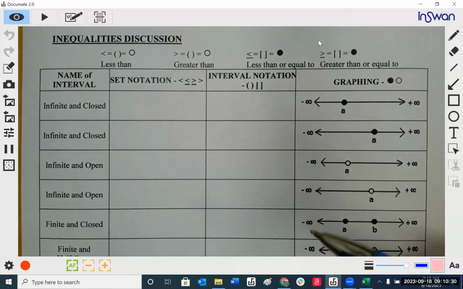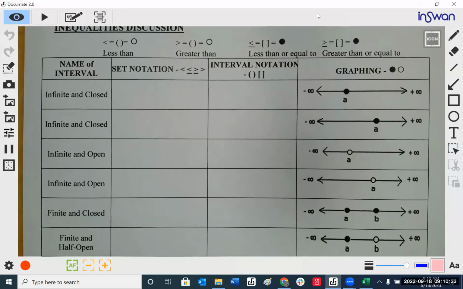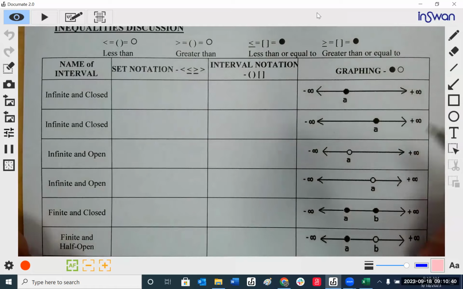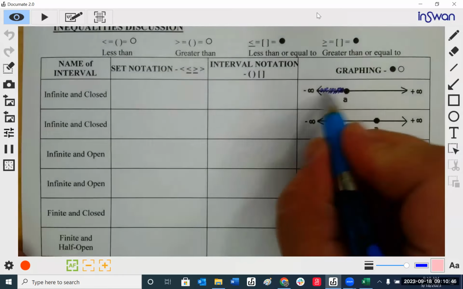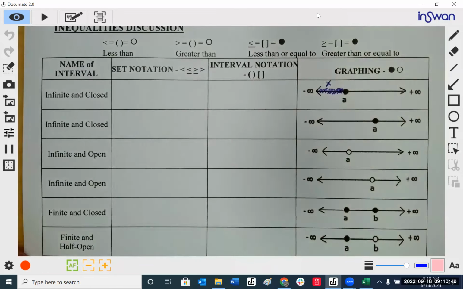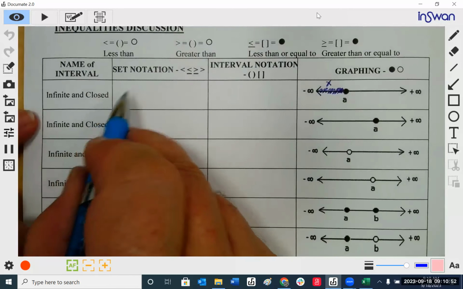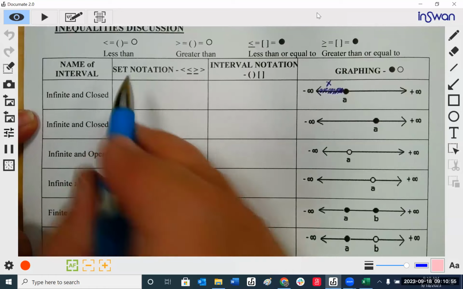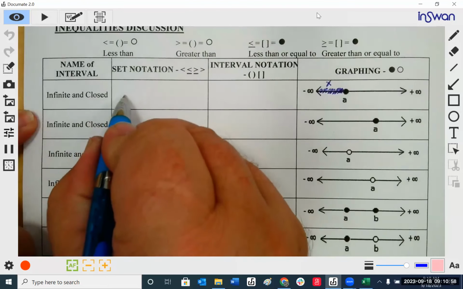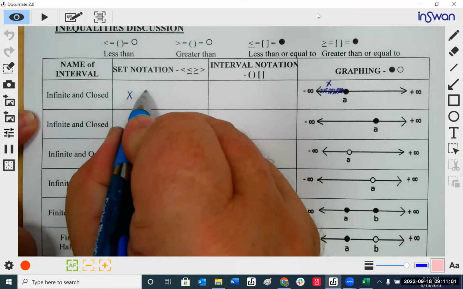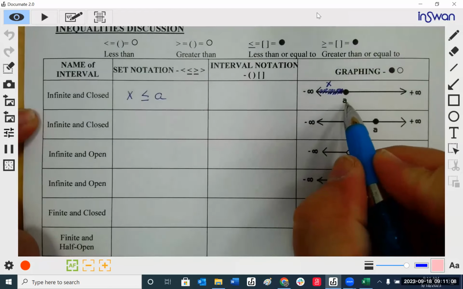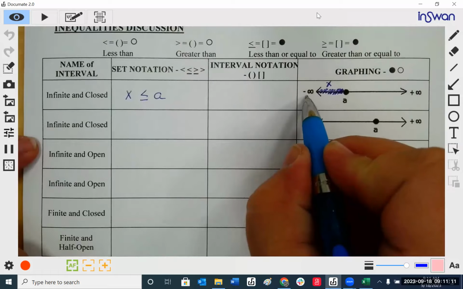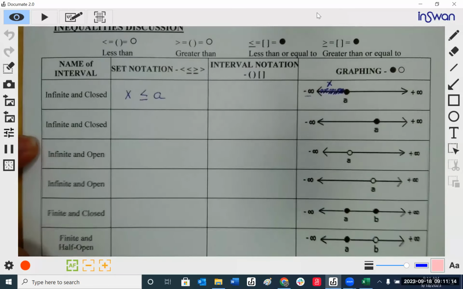Let's look at this one. Typically, whenever you're asked to convert from one measurement to another, it's always easiest if you go from the graph. For the first one, when I graph the shaded region, these are my x's. So the set notation tells me my x, since it's to the left, is less than or equal to some number a. Remember, you read left to right, from negative infinity to a. So it's less than or equal to a.